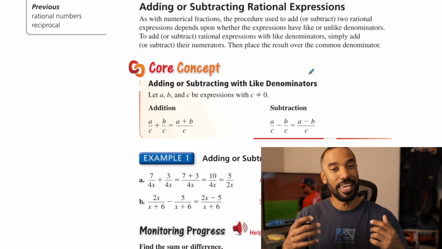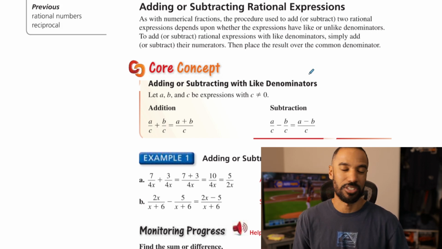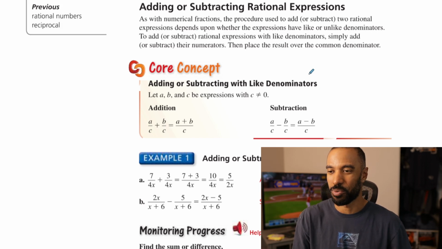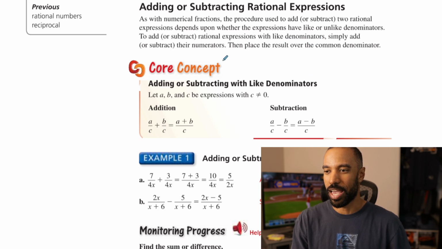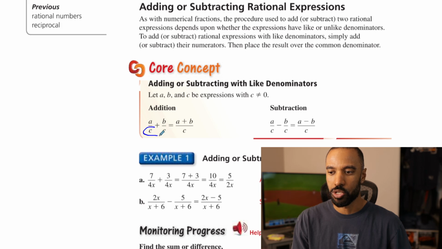Now, as with numerical fractions, the procedure used to add or subtract two rational expressions depends on whether the expressions have like or unlike denominators. I said common or uncommon, but that still works. To add or subtract with like denominators, simply add or subtract their numerators. Place it over the common denominator. So this c doesn't change right here, and it compares just like that.